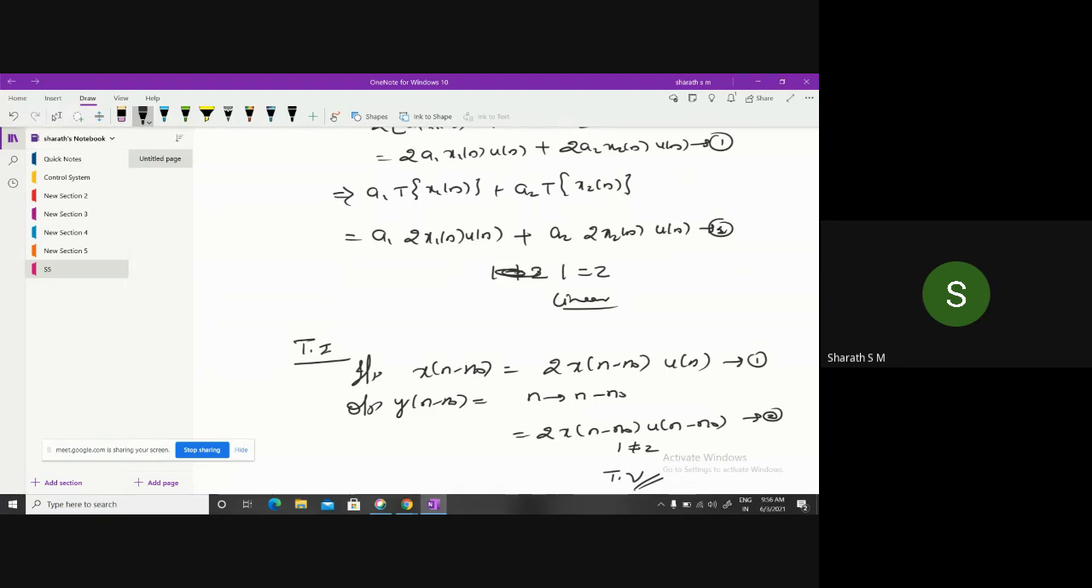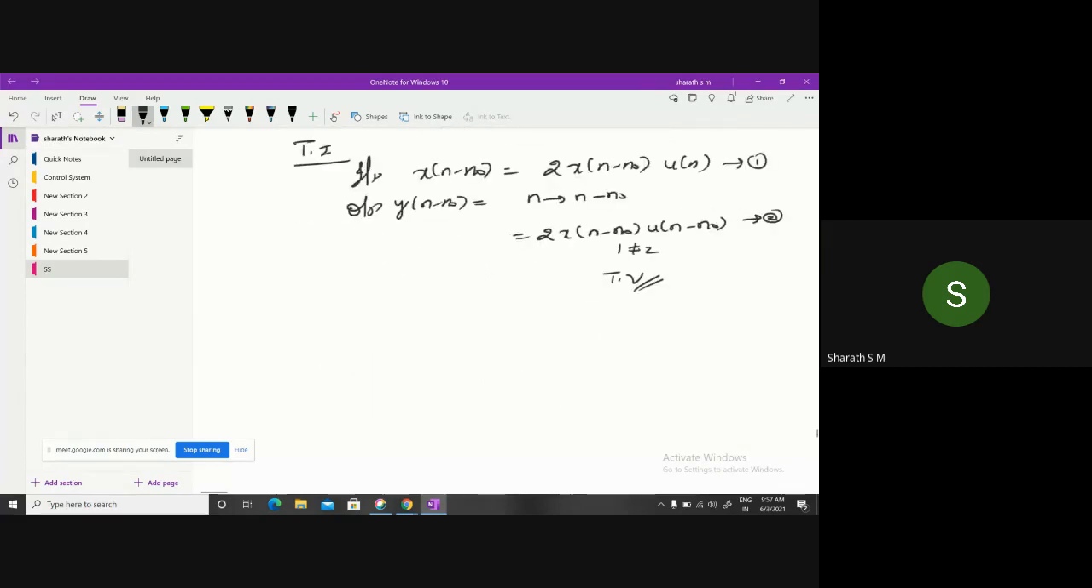That is the next one. y of n is equal to n into x of n. Solve.